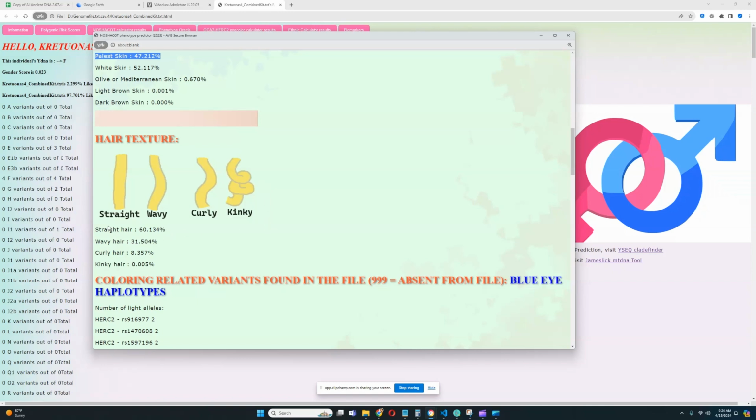And for her hair texture, it looks like she's got straight hair, 60% likelihood of that. So she most likely doesn't have wavy hair, most likely doesn't have curly hair, most definitely doesn't have kinky hair, 0.005% likelihood of that.